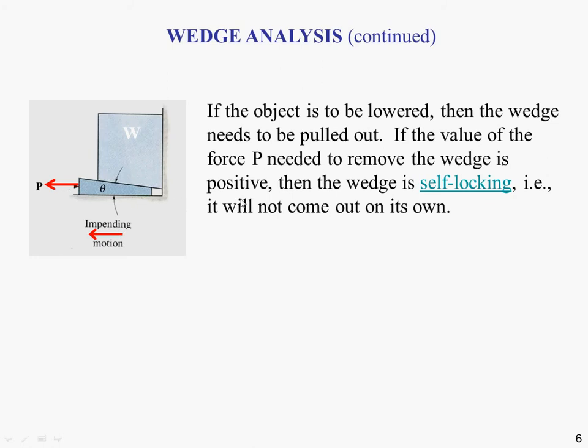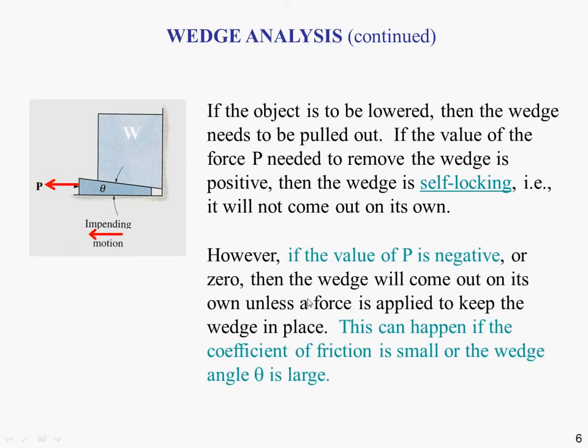Okay, so if we do the analysis here and we work out the force P required to remove the wedge, if that force P is positive, so we have to apply a force to get it to move out, then we know that the wedge is self-locking, and if we had no force there, it will not just move out on its own. If it will move out on its own, then the value of P that we calculate will come out to be negative.